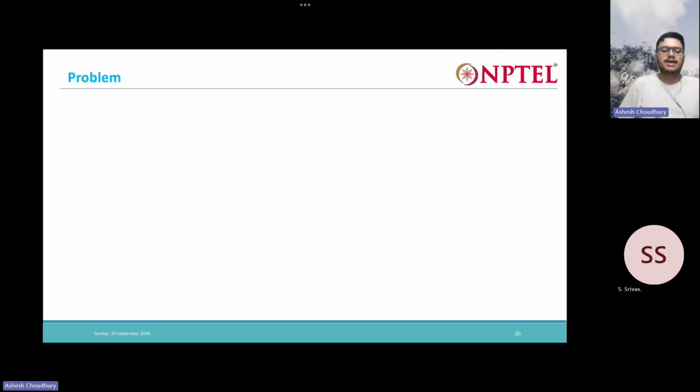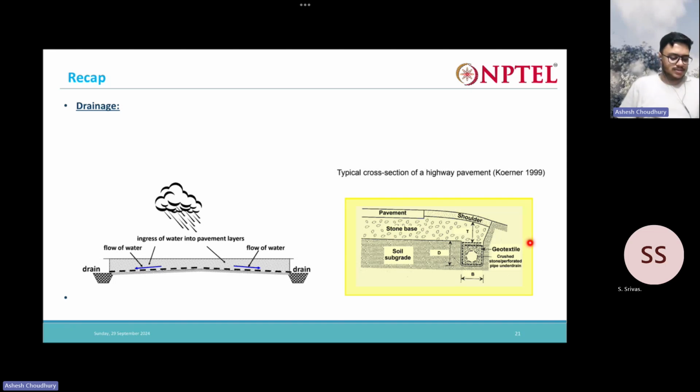Okay, so this was the end of drainage. Next, we will see the other counterpart of filter, that is the drainage function. Filter we already saw. This was the filter, and now we'll see the drainage function.